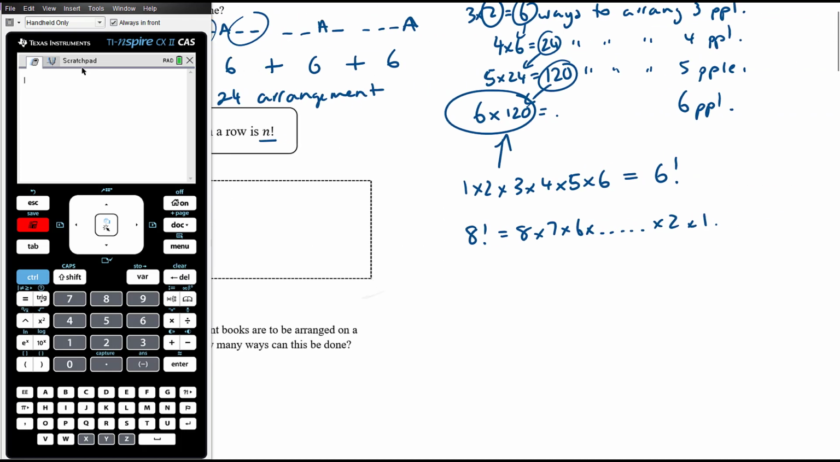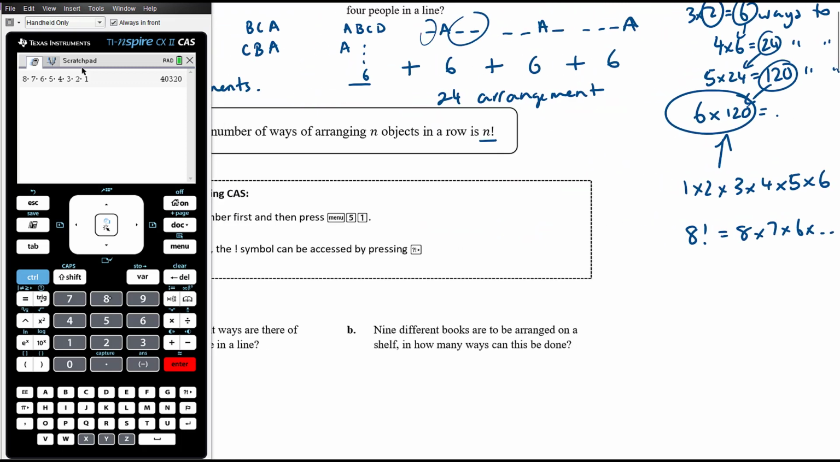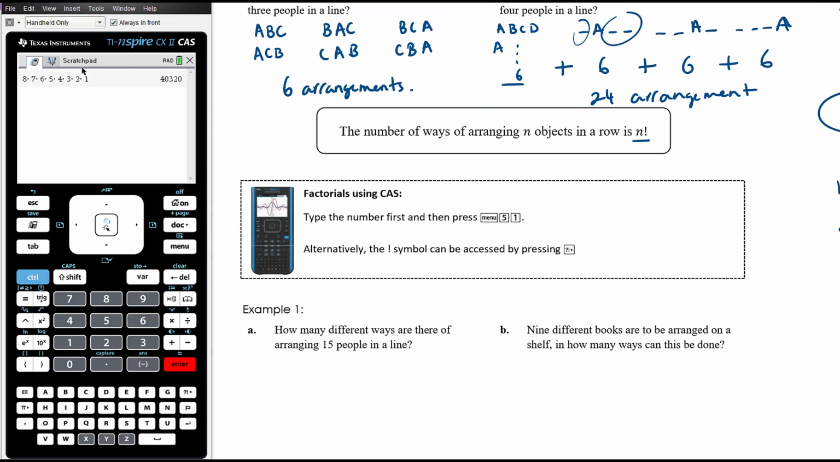So if I wanted to work out what 8 factorial was, I don't need to type in 8 times 7 times 6 times etc. in my CAS. I mean, we can. I'll do it to verify it gives us the same thing. 8 times 7 times 6 times 5 times 4 times 3 times 2 times 1 is 40,320, or I can simply do 8 factorial, and there are instructions here with our CAS. So I'm going to type the 8 first, and then I go menu 5 1 to get the factorial, enter.